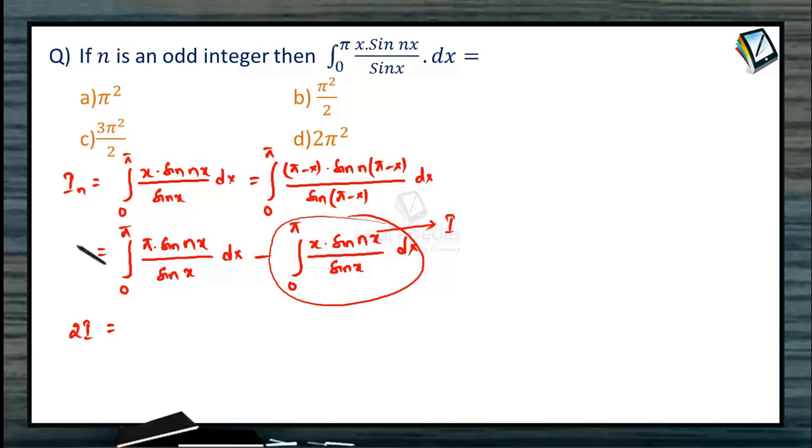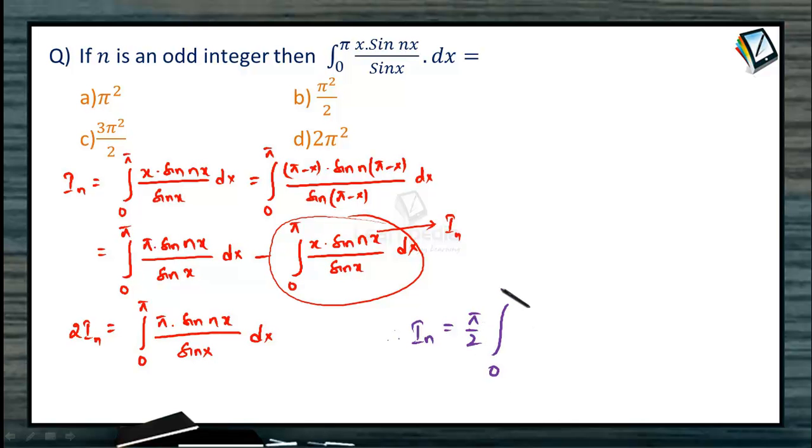Now this value being I, what is 2I now? When we bring the minus side to the right hand side, we get 2I as integral 0 to pi times sine nx by sine x dx. Now we are able to eliminate the x which is outside the sine x function in this integral. So now the I_n which we need is pi by 2 times integral 0 to pi sine nx by sine x dx. We need to evaluate this integral.